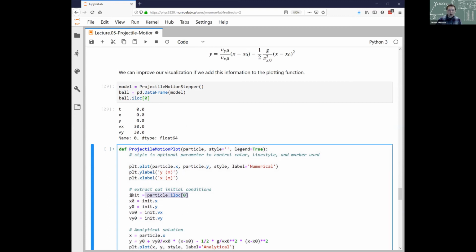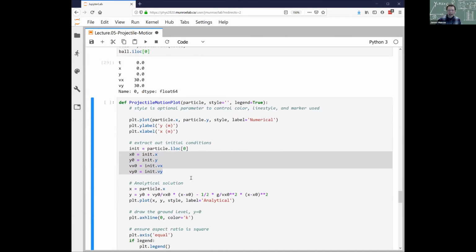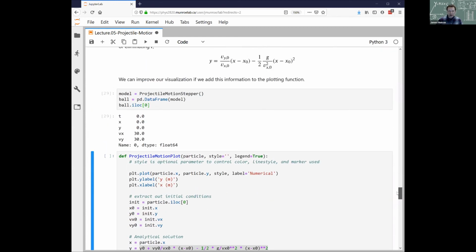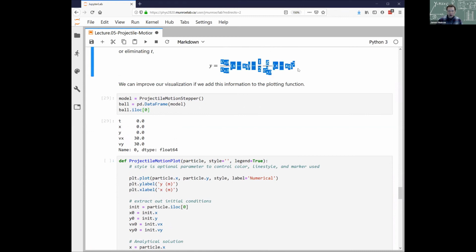Let's get that very first row of the data frame, particle iloc 0. Let's pull out the initial position and velocity. And now that I know that, I can evaluate y at each and every one of those points. X is just all of the x values. And what I'm going to do is evaluate those things, not with the numerical method, but with an analytical expression. This is exactly the same analytical expression as what's up right here.